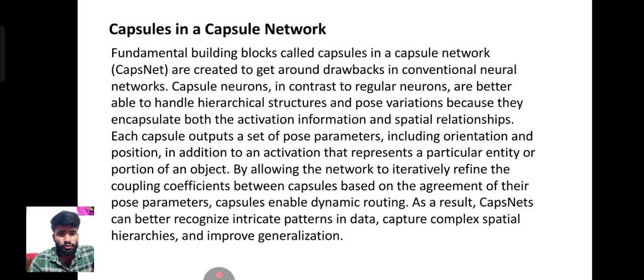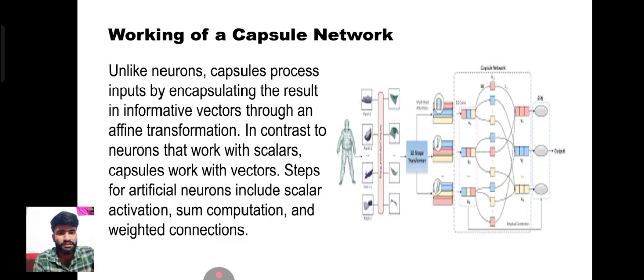Each capsule outputs a set of pose parameters, including orientation and position, in addition to an activation that represents a particular entity or a portion of an object. By allowing the network to iteratively refine the coupling coefficients between capsules based on the agreement of their pose parameters, capsules enable dynamic routing. As a result, capsules can better recognize intricate patterns in the data, capture complex spatial hierarchies, and improve generalization.